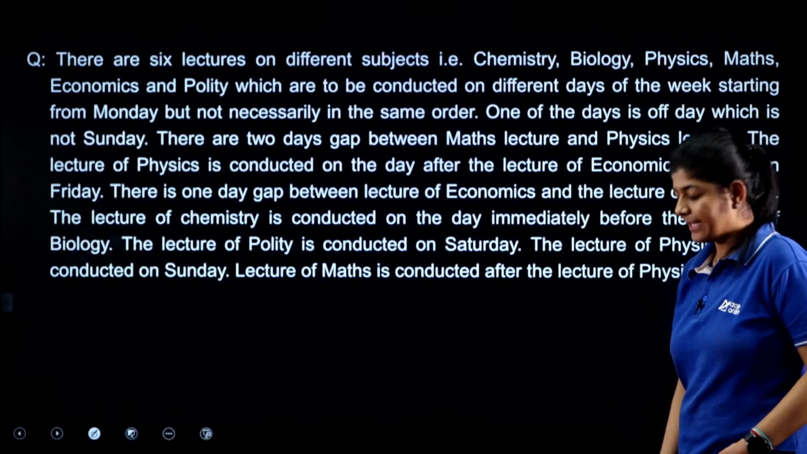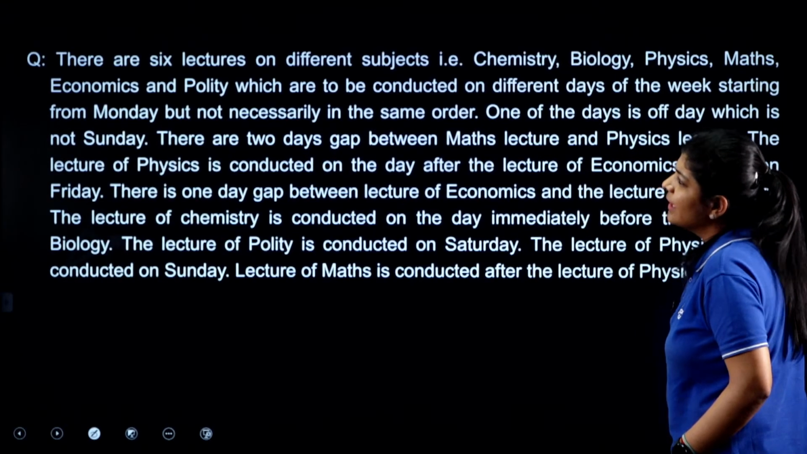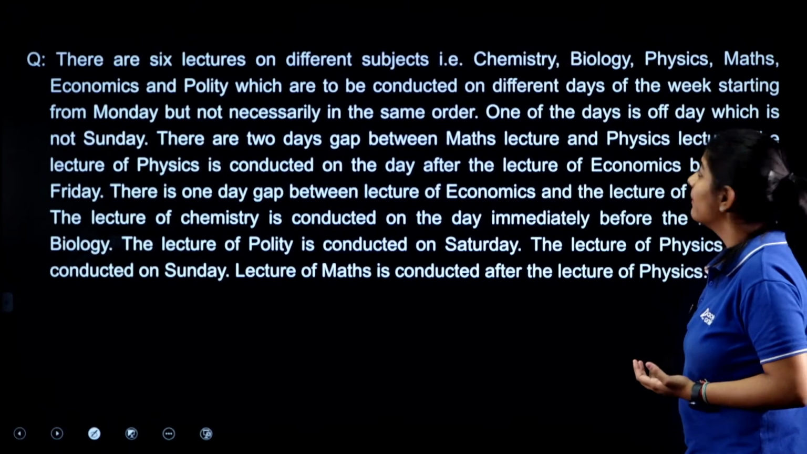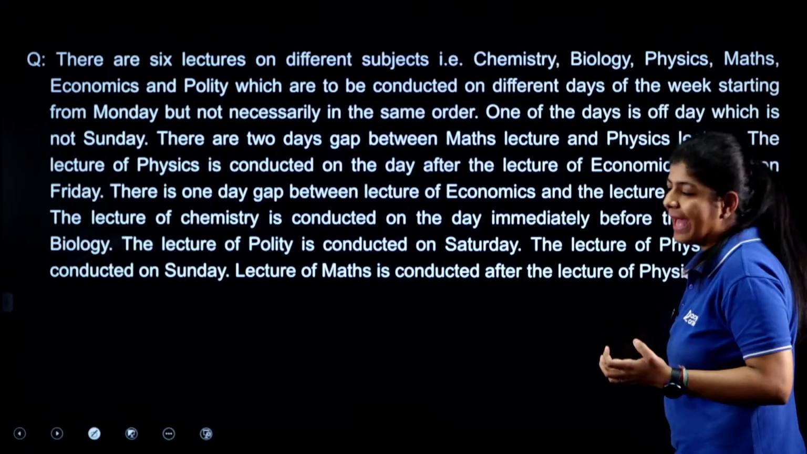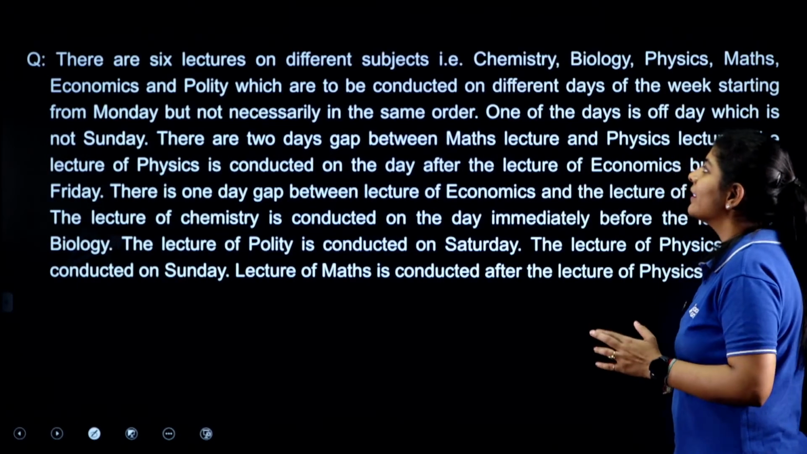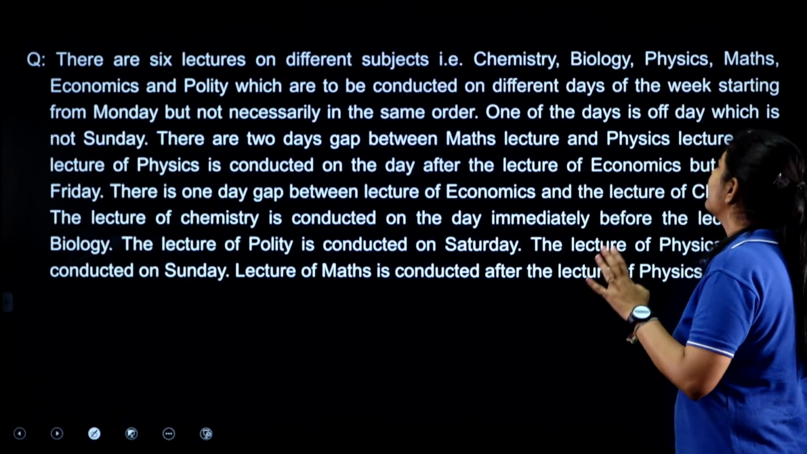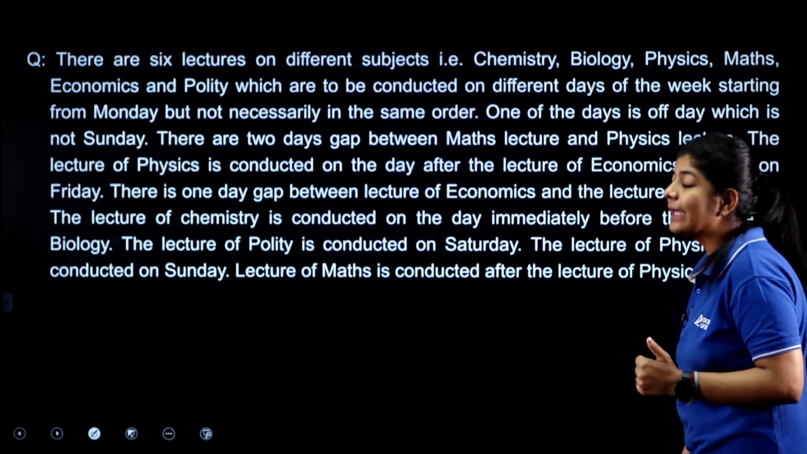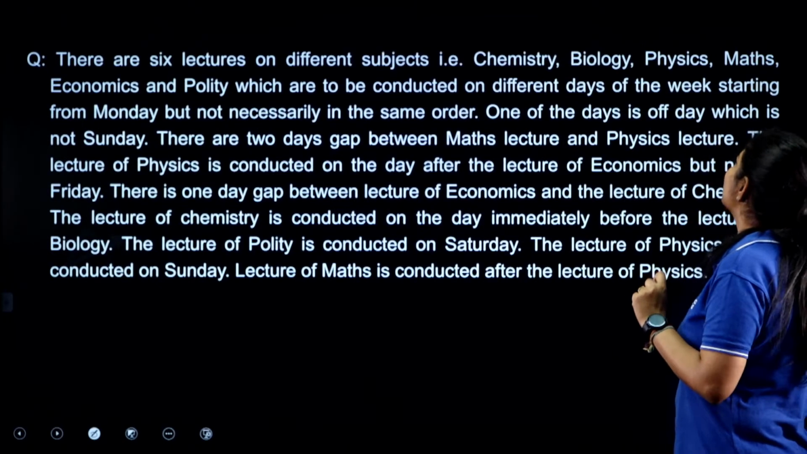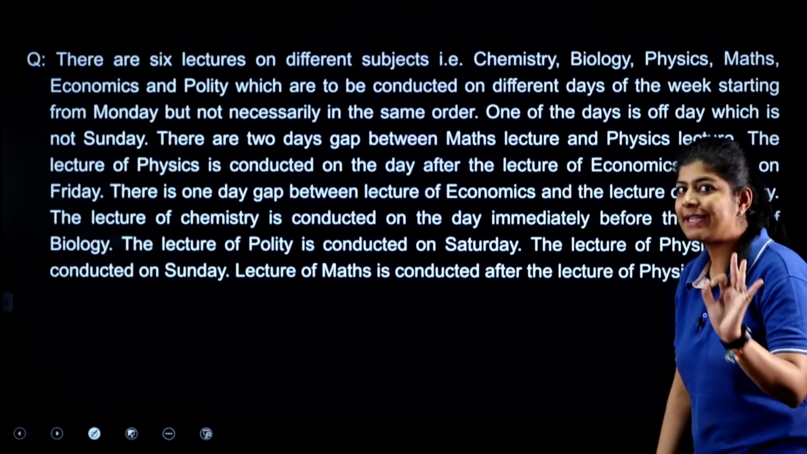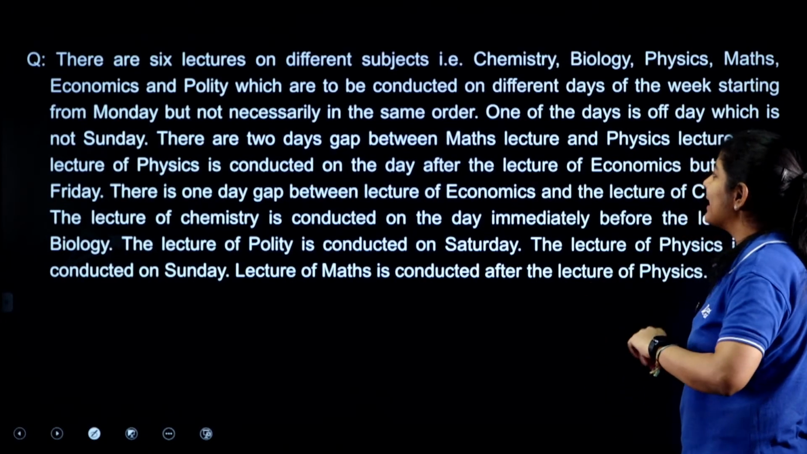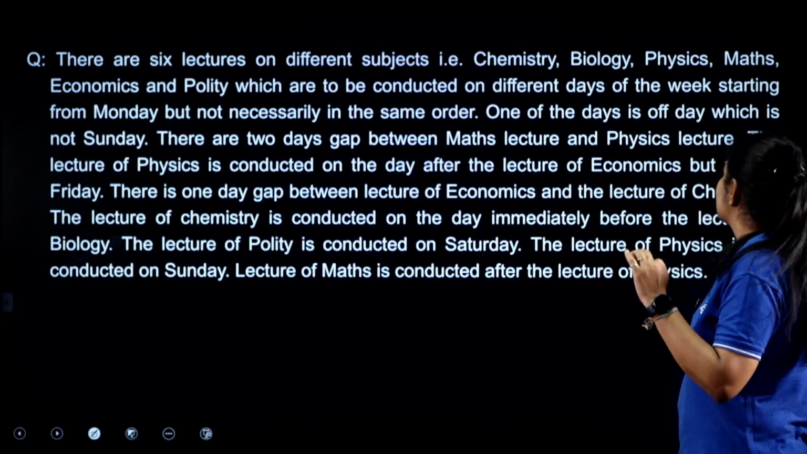Here the data is saying that there are 6 lectures on different subjects, that is chemistry, biology, physics, maths, economics and polity, which are to be conducted on different days of the week starting from Monday, but not necessarily in the same order. One of the days is an off day, which is not Sunday. There are 2 days gap between maths lecture and physics lecture.